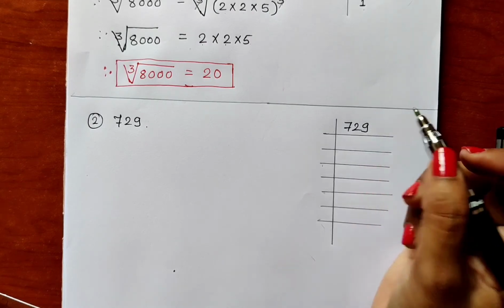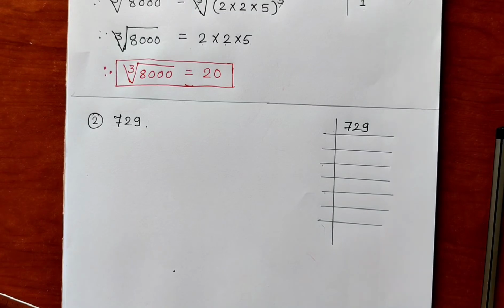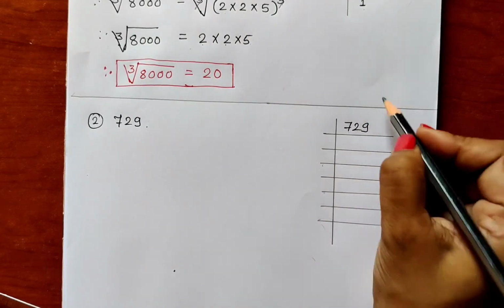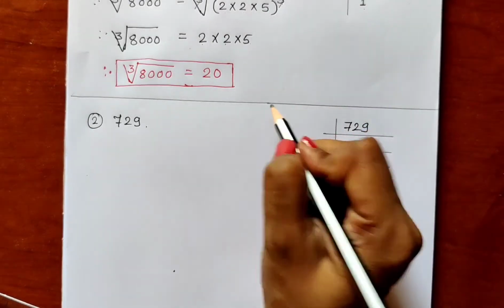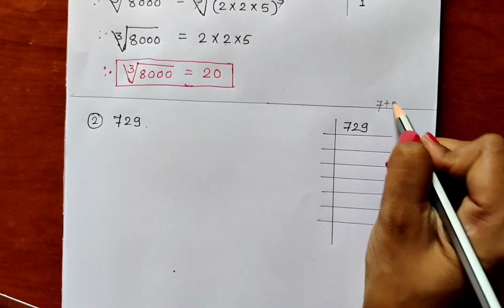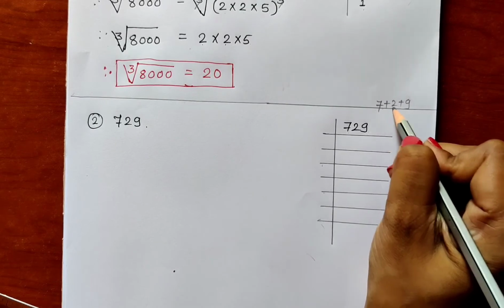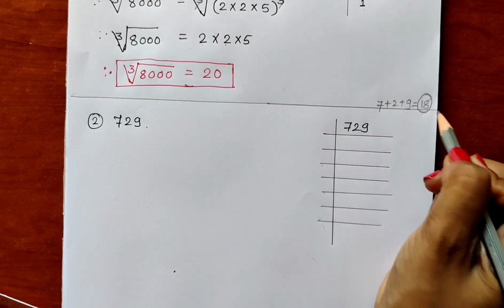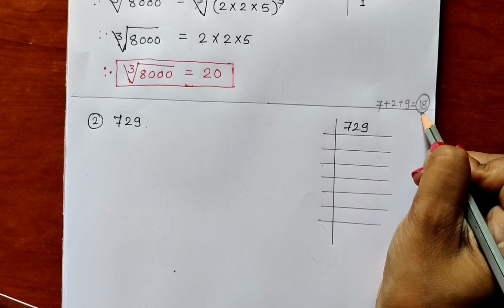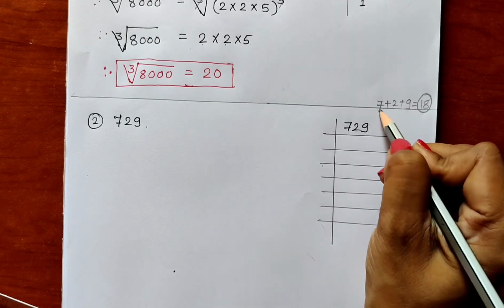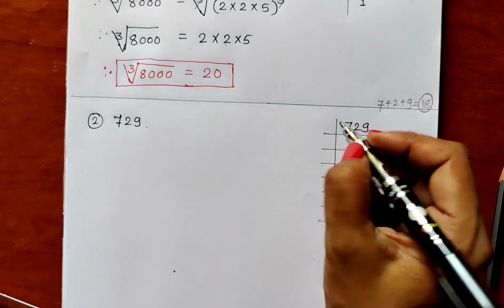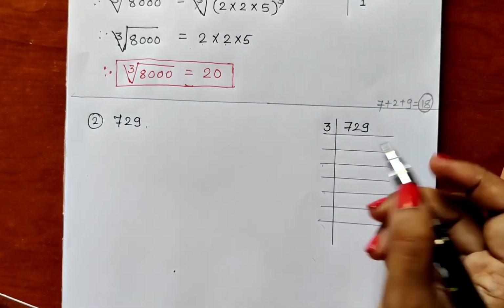How to check the divisibility of 3? There is a test for checking the divisibility of 3. We have to add all the digits from the given number. 7 plus 2 plus 9 is 9 plus 9 is equal to 18. And we all know 18 is divisible by 3. 18 is there in the table of 3. That means 729 is also divisible by 3. So we will divide it by 3.